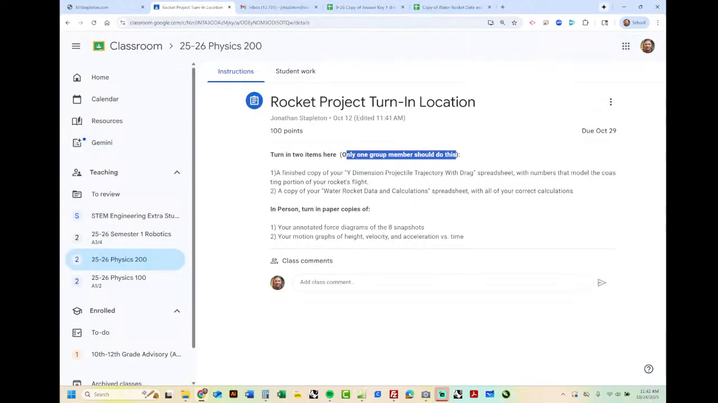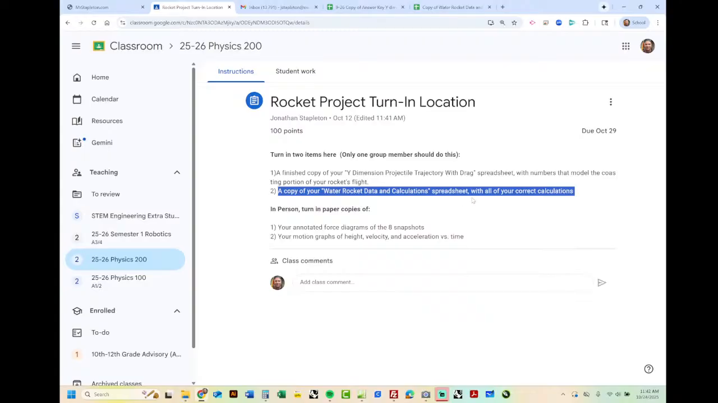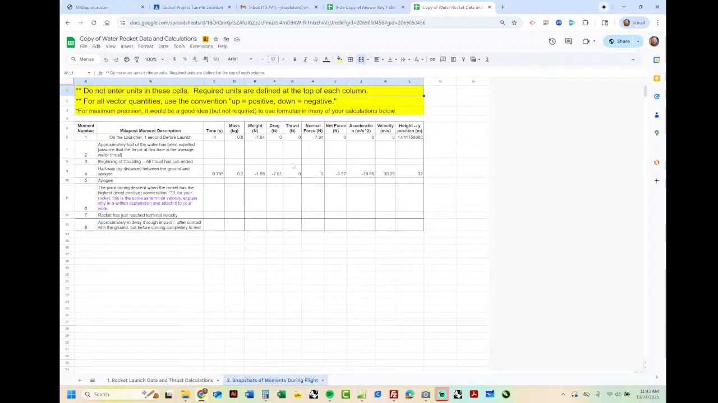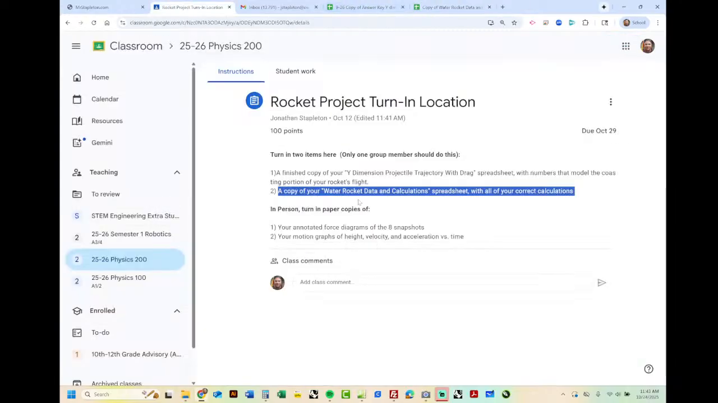The other thing to turn in here in Google Classroom is a copy of your water rocket data and calculation spreadsheet with all of your calculations. That's the one that looks like this. There are 2 tabs at the bottom. This is your calculations page, and then there's also the snapshots, moments during flight page, which I'm going to go through in just a minute. Let me get rid of all this stuff. So those are the 2 things that you turn in here in Google Classroom.